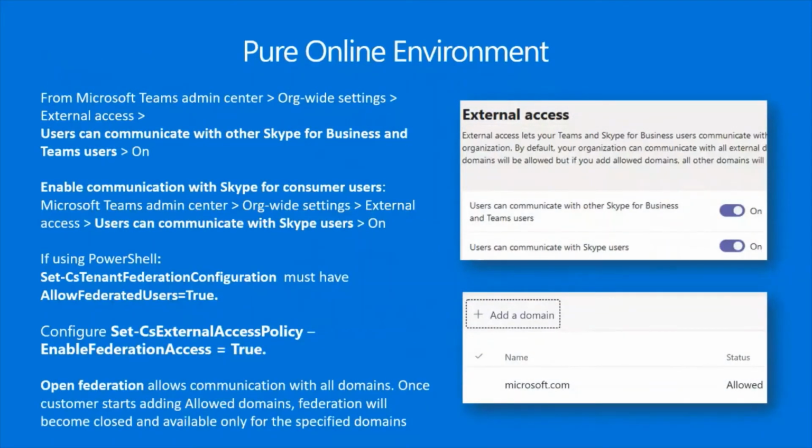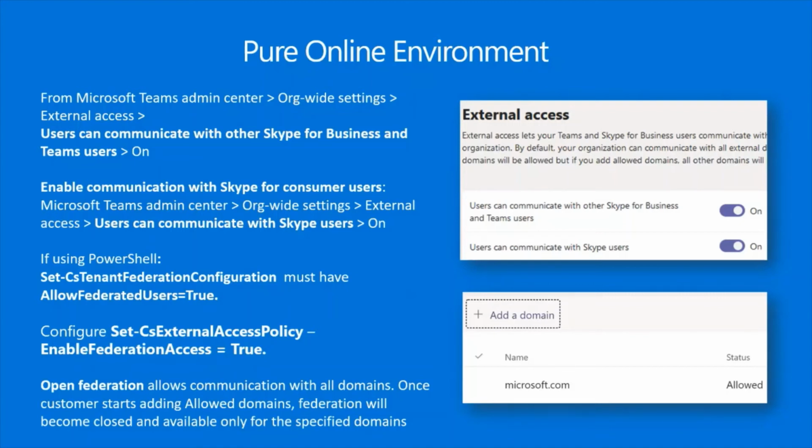For the pure online environment, where you have Skype for Business Online and/or Microsoft Teams, navigate to Teams Admin Center. On the left side, you will find org-wide settings and then external access. Turn it on as per your requirement, if you wish to enable it for Skype for Business and Teams users, or Skype consumer users too.